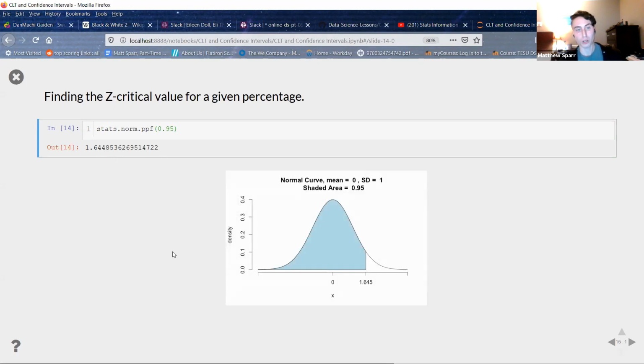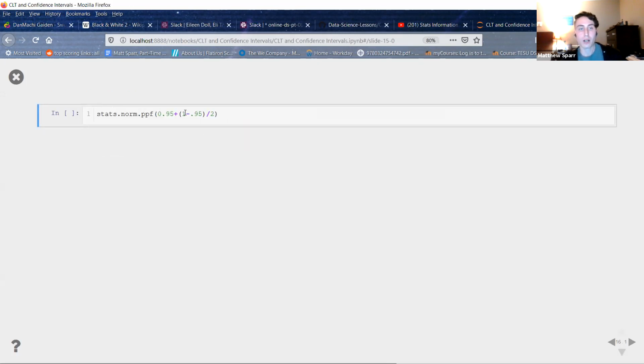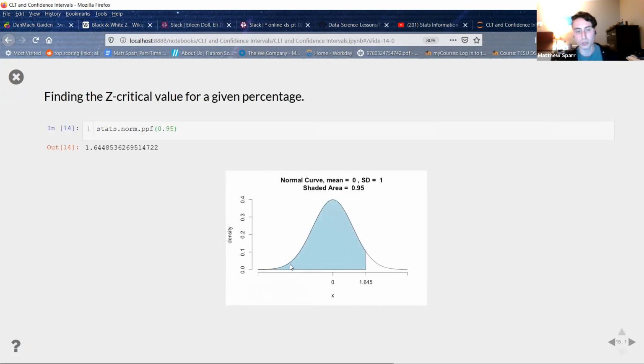But that's actually wrong. Python does something weird with this library. When it calculates this, it only includes the left tail. So what you actually have to do is adjust it a little bit. You take the confidence level you're looking for, 95%, and then you add 1 minus that confidence level and divide by 2. I can give you some graphs to make this make more sense, but in general, it's just to accommodate for Python only looking at the left-hand side instead of both the left and the right side.